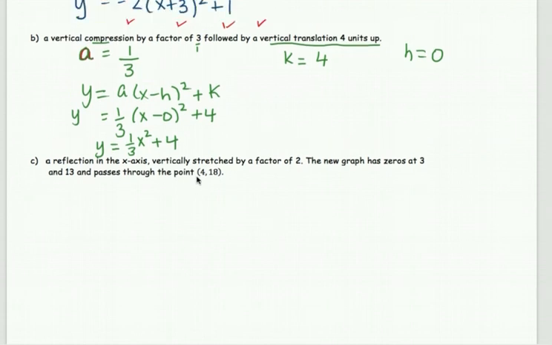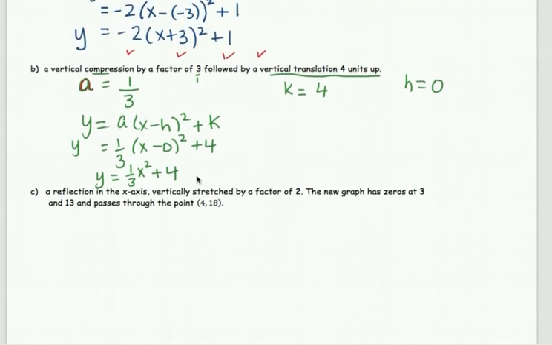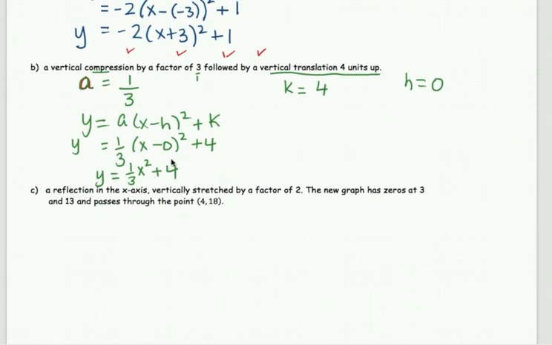All right, so hopefully it's going okay. Again, if you're not sure if you did it right, go backwards now. Okay, if I have this 1/3 there, how would I describe it? I would say vertical compression by a factor of 3. That's correct. And I would say up by 4. Yep, that's correct.